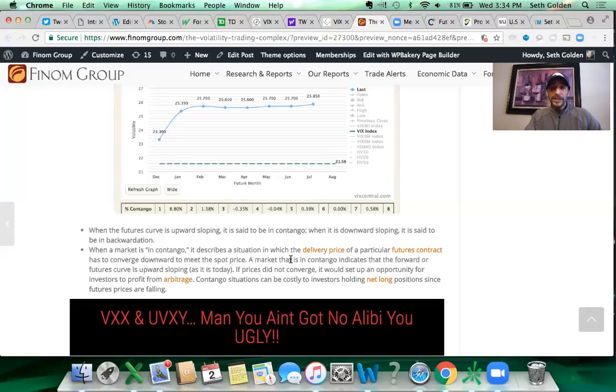All right. A market that is in contango indicates the forward or futures curve is upward sloping. If prices did not converge, like if this did not converge onto this spot VIX price, it would set up an opportunity for investors to profit from an arbitrage situation. Contango situations can be costly to investors holding net long positions in the futures. This is why I say most people who do participate in VIX futures are participating from the short side, knowing that most of the time the VIX is rather complacent, if not moving down.